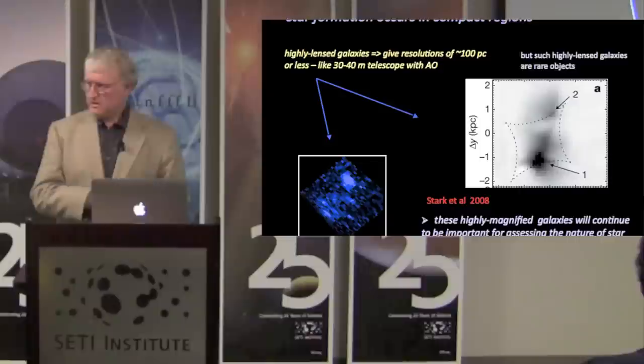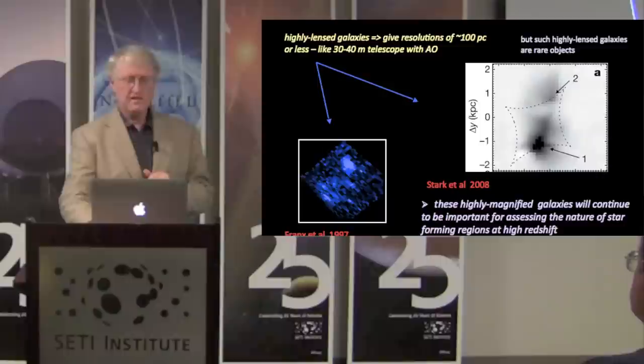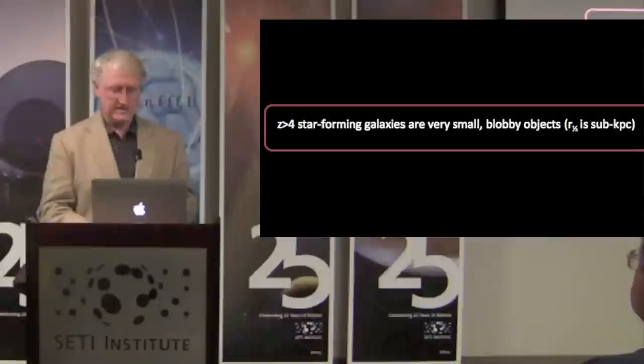And telling us the same thing. Star formation in these objects is very concentrated, very dramatic, presumably happens in this region for a while, then there's maybe an interaction, and it happens somewhere else in the galaxy, but we now have at least from these data some idea of the scale. So small blobby objects, as I said, but the scale's important. We can really see that the sizes are sub-kiloparsec.